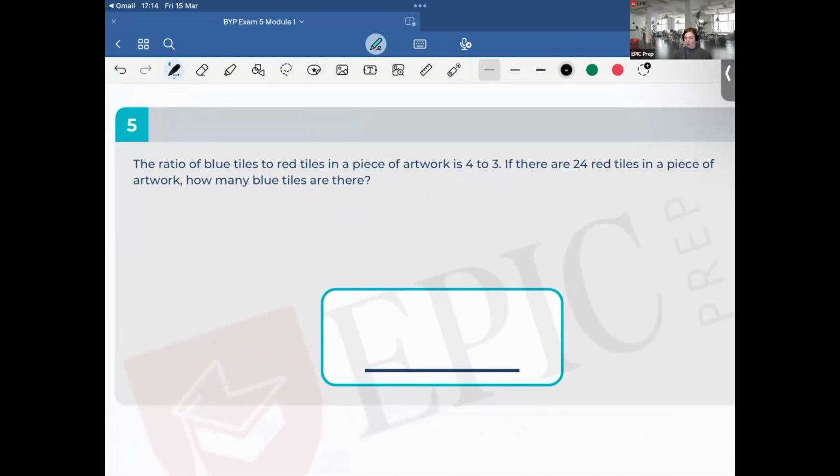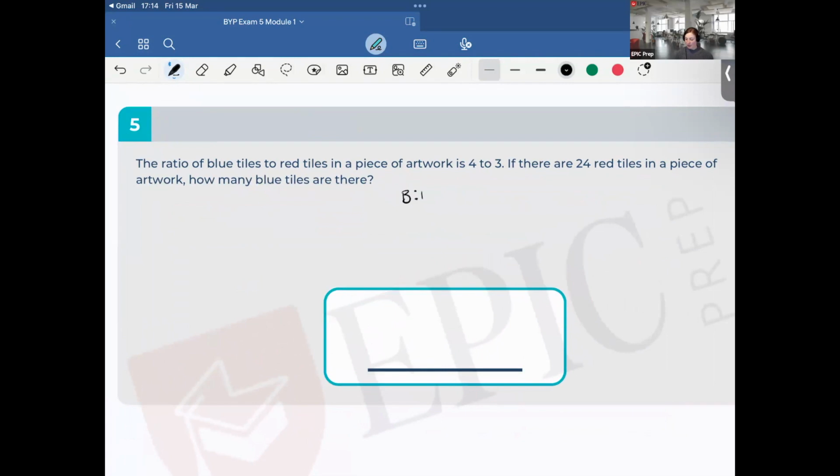Okay, so the ratio of blue tiles, so blue to red, in a piece of artwork is 4 to 3. If there are 24 red tiles in a piece of artwork, how many blue tiles are there? Okay, so in setting up ratios, what I always want to do, if I don't have the total available, is to put the multiplier x in front. So this just tells me, for example, blue tiles is a multiple of 4, red tiles is a multiple of 3, and altogether the total will be a multiple of 7.